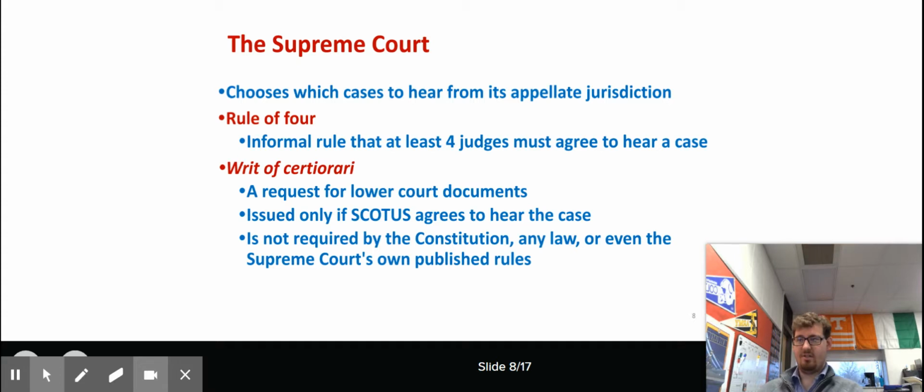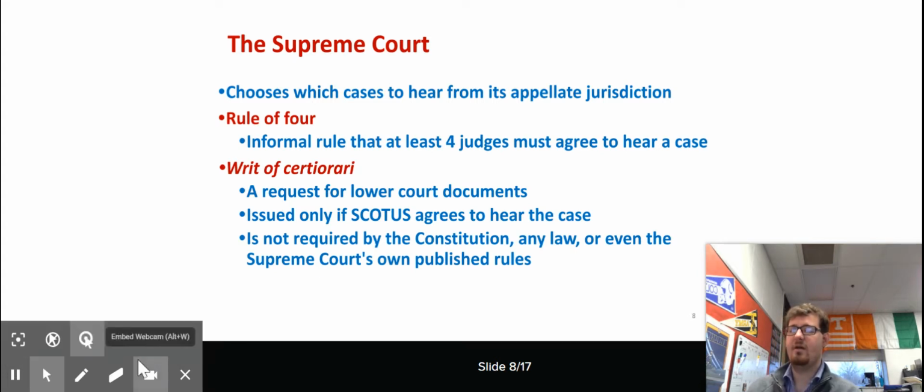it issues a writ of certiorari. Sorry, I'm terrible at pronouncing Latin. Always have been. Certiorari, I think that's how you might actually say that.